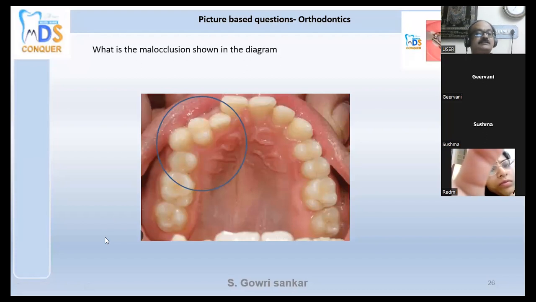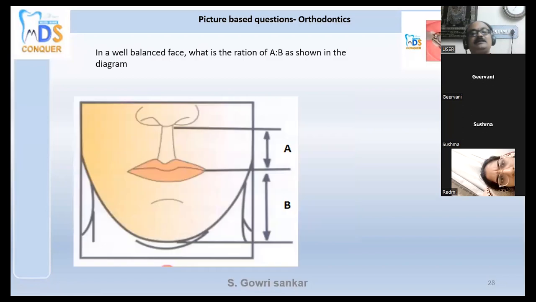Yes, it is a transposition between canine and premolar. You can easily identify it. What transposition is most common? Is it between lateral and canine or canine and premolar? Yes, canine and premolar. Very good. So simple, just very direct questions you will get.